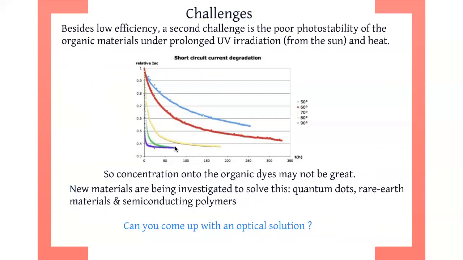So the problem, let me reiterate what the problem is first. The problem is that these molecules will degrade over time because of exposure primarily to the UV rays of the sun. So how would you prevent or mitigate that degradation optically? Any ideas?